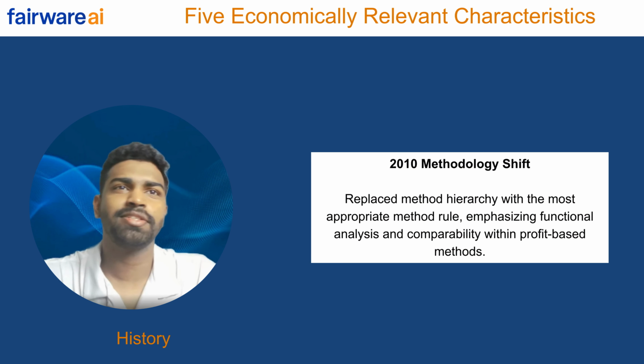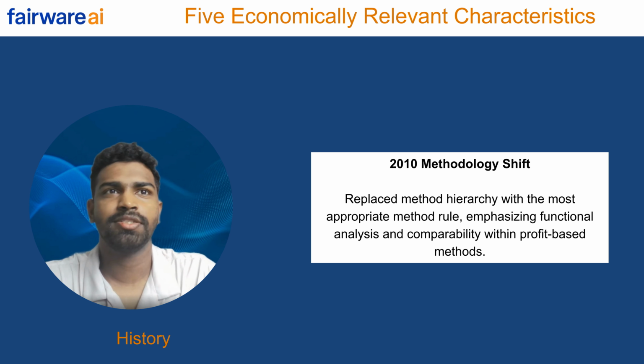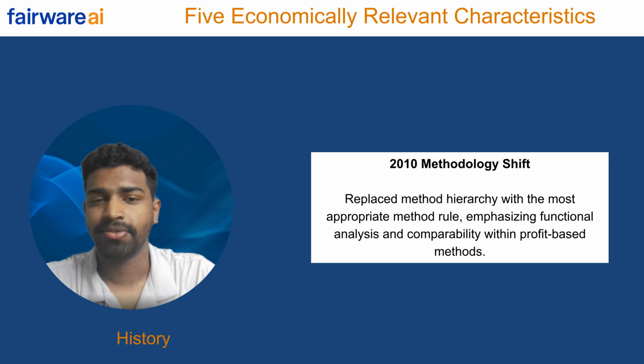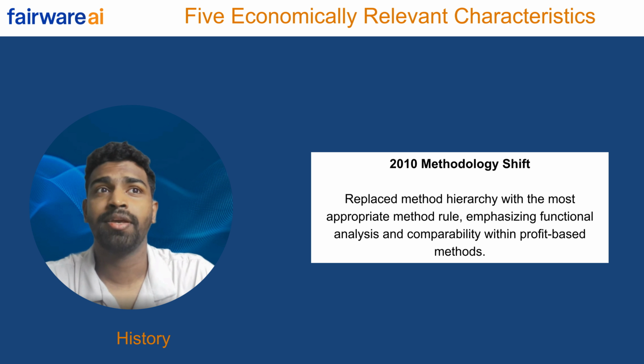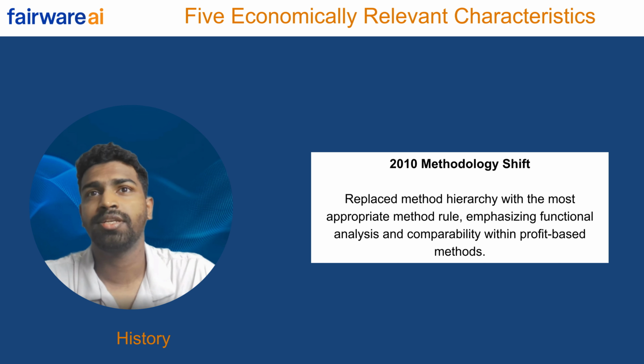Yeah, 2010. After all these changes, in 2010 the most appropriate method rule actually came into place, replacing the hierarchy of methods. This means you had to pick the method that gives the most reliable results based on the actual facts of the case, not just pick anything. You have to pick something that gives more reliable results. In 2010 we aren't seeing many major changes; it's basically the shift from the old hierarchy of methods to the most appropriate method.